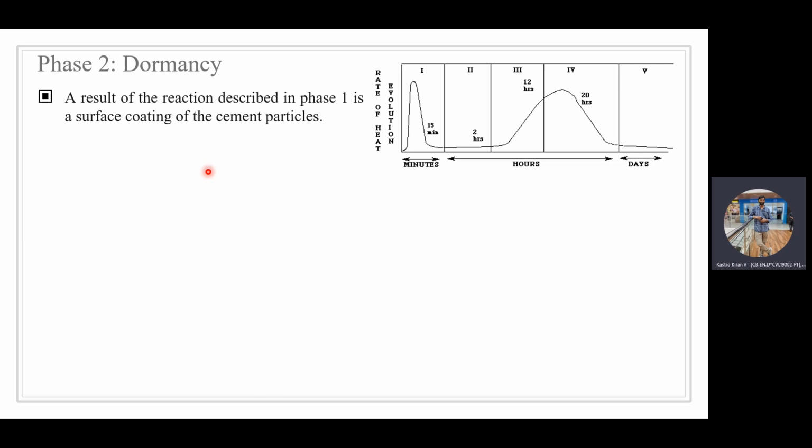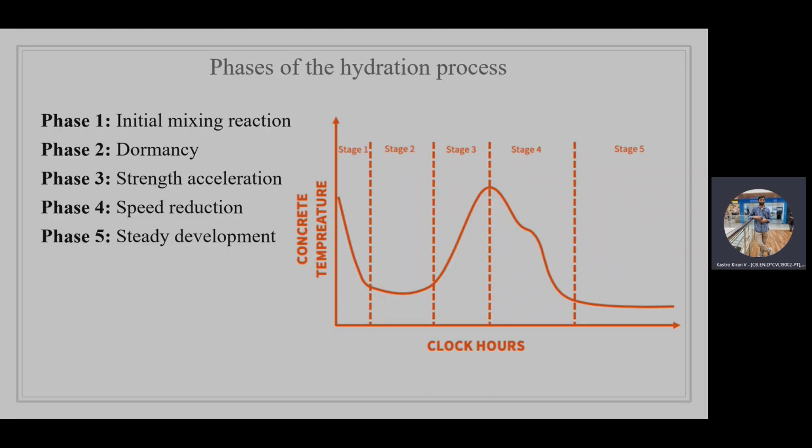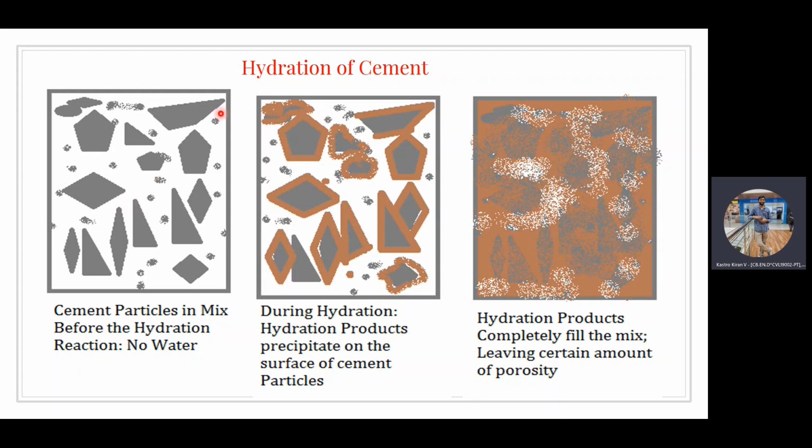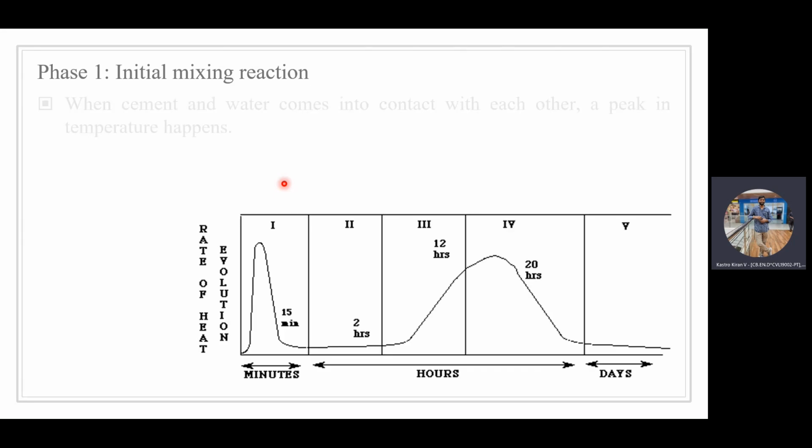Now, in the second phase, whatever reaction happened in phase 1, because of that reaction, the cement particles will get a surface coating. That is what I have just shown you in one of the figures here. Can you see here? Initially there is cement powder, and when it comes in contact with the water, you can see a coating available on the surface of the cement particles. I'm calling these hydration products, but for the time being, let us just understand that a coating is available on top of the cement particles. That is the next phase, the dormancy phase.